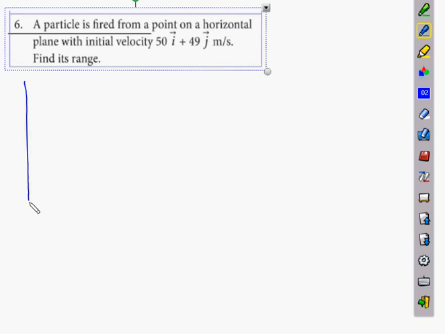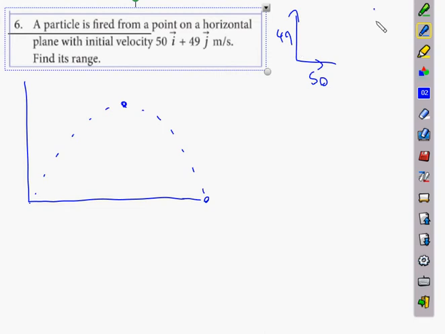So, what projectiles are is, you fire something in the air, and then it goes to a maximum height, and then it drops back down again. What happens with this one is, it's travelling technically in two directions. It's going 50 across every second and 49 into the air every second. Now the problem is that the acceleration only acts directly downwards at 9.8.